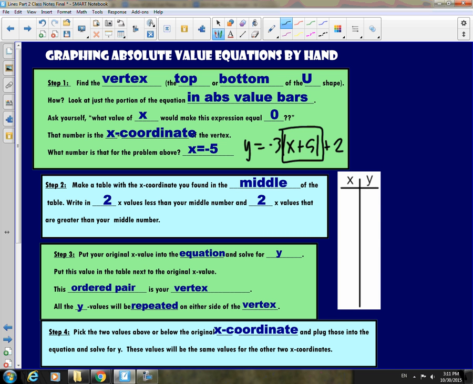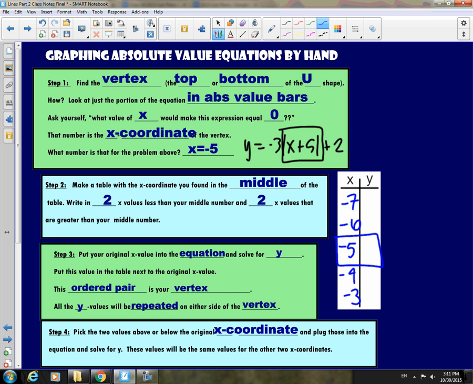Next, we're going to make a table with the x coordinate we found in the middle of our table. So we're going to put -5 here in the middle, and I'm going to circle that so that we know this is our middle, this is our vertex. We're going to put 2 values smaller than that and 2 values bigger than that. So -6 and -7 will be 2 numbers smaller, and -4 and -3 are 2 numbers bigger. Typically, it's easiest if you pick the numbers directly next to the vertex value.